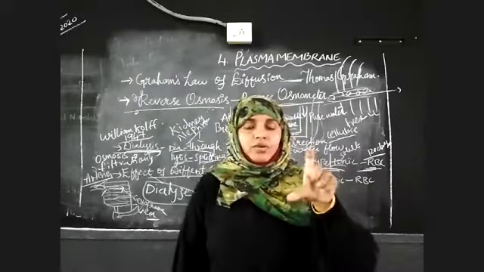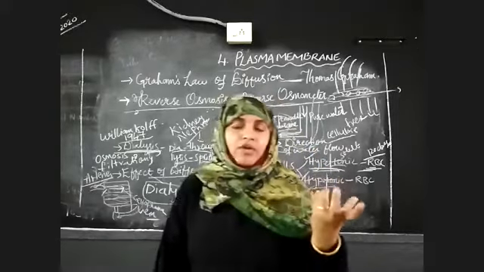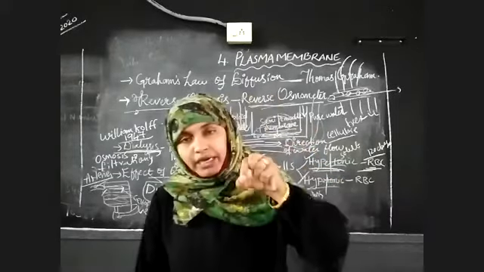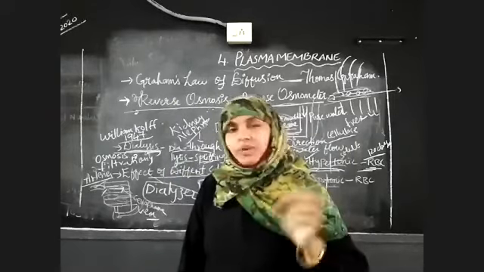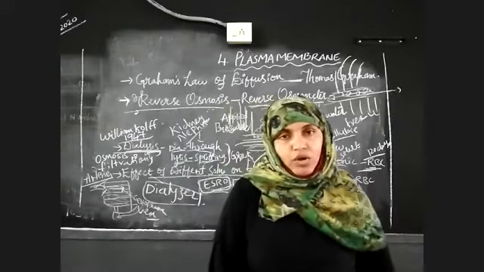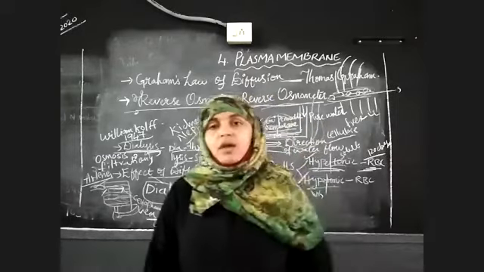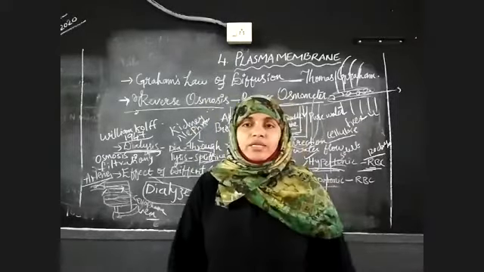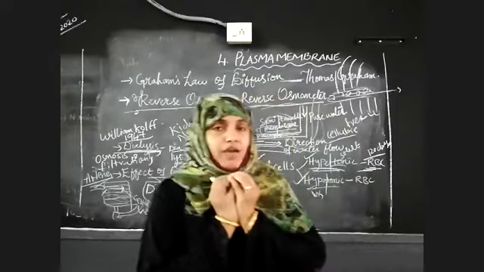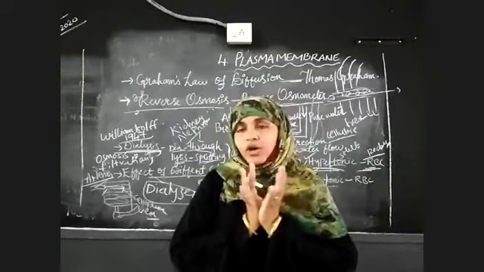Then for liquids, we took one activity, that is taking a glass of water and adding potassium permanganate crystals or copper sulfate crystals, CuSO4 or KMnO4. Anything in crystal form you can take and add to a beaker of water. There you can see the spread of color. At a time it will not give the color.